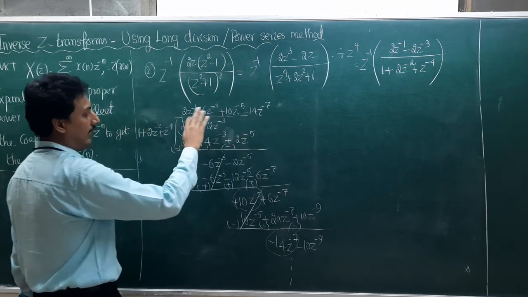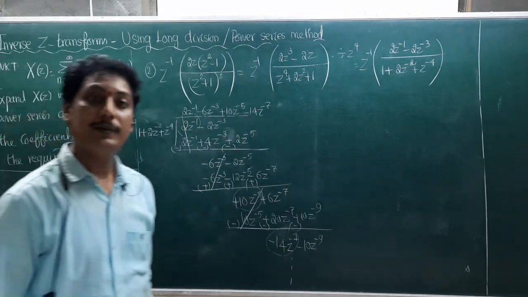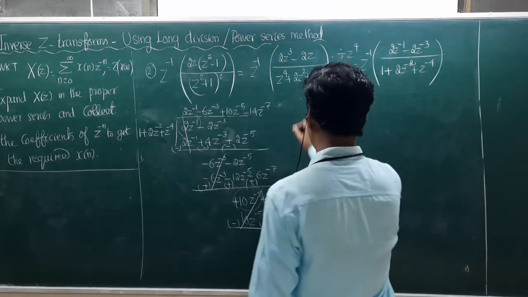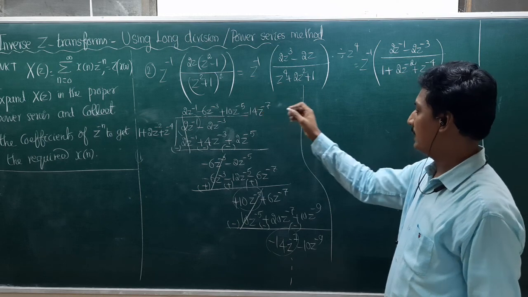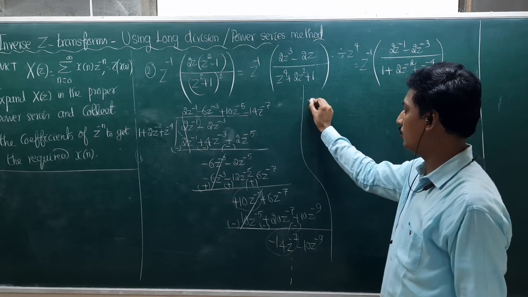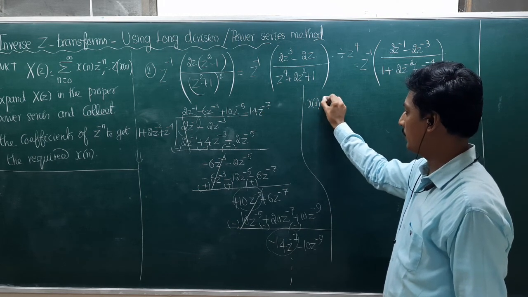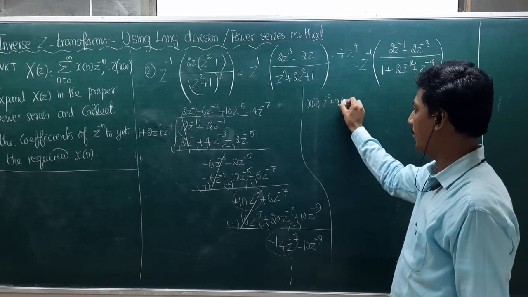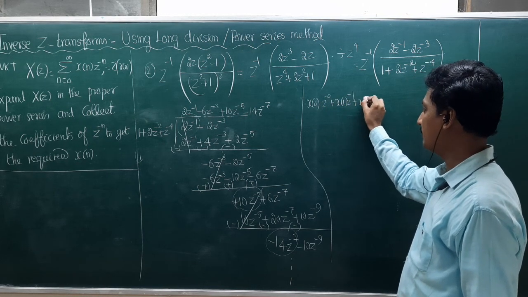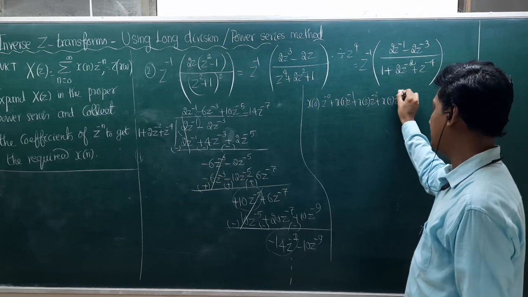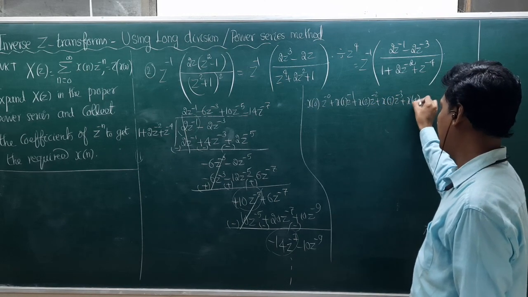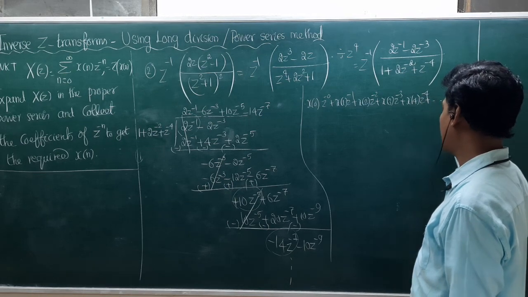What I see is that only the odd powers come. Only the odd powers come. This is very, very important. So can we go for the same expansion of X(z)? X(z) is the sum from n equal to 0 of x(n) z⁻ⁿ: x(0) z⁻⁰, plus x(1) z⁻¹, plus x(2) z⁻², plus x(3) z⁻³, plus x(4) z⁻⁴, and so on up to infinity.